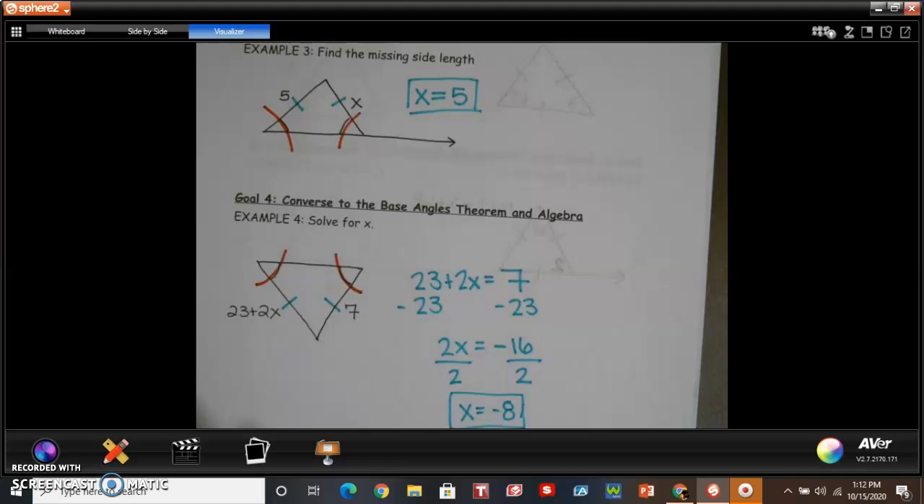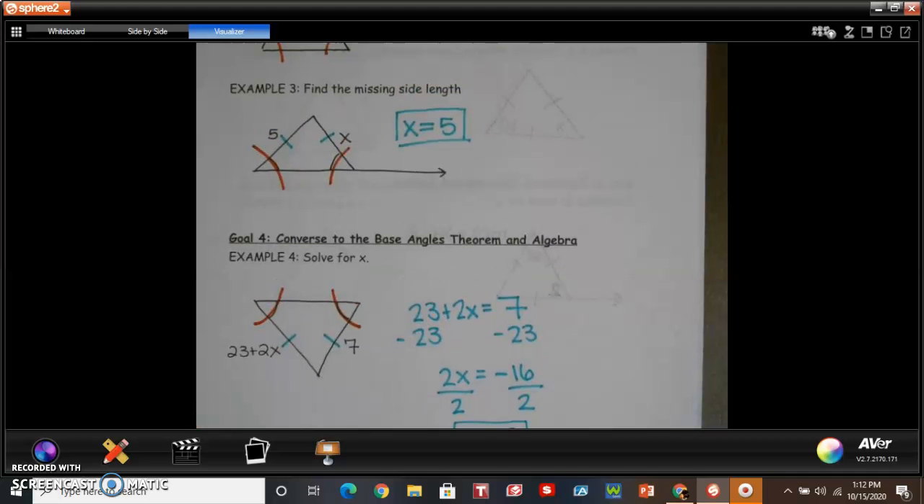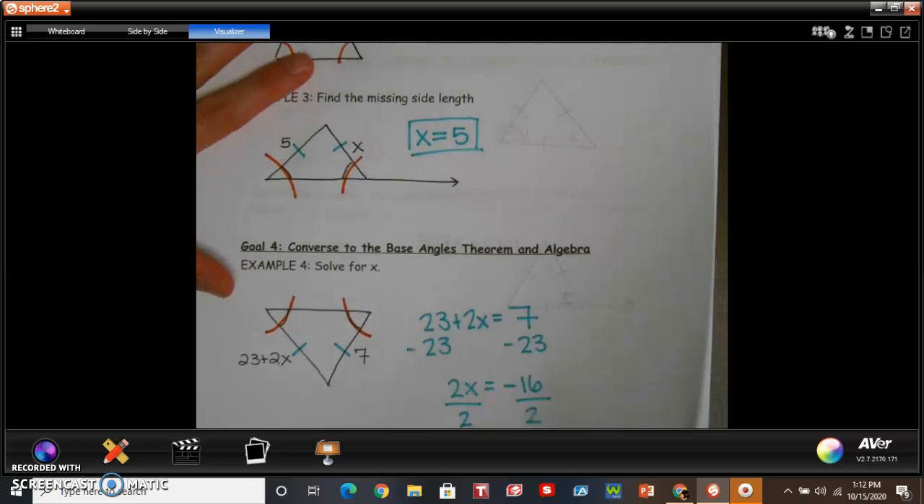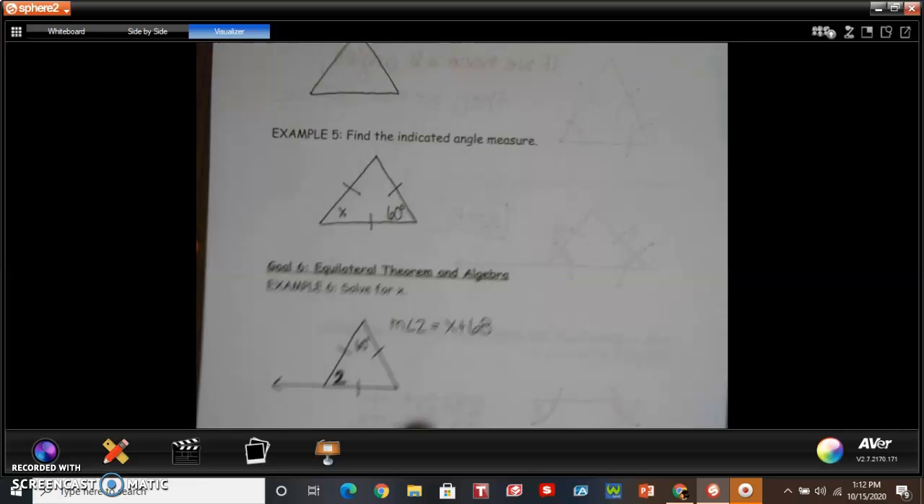All right. So you'll have problems like these on your assignment too. So that's goal 3 and goal 4. Man, we're flying through this. Maybe it will just be one video. That would be awesome.